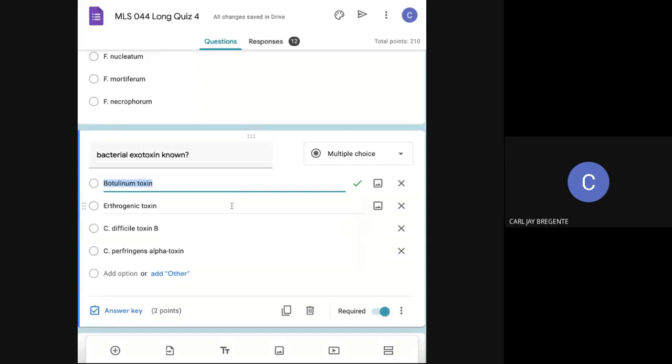Erythrogenic toxin is a bacterial exotoxin as well, but it is not potent. Clostridium difficile toxin B is an exotoxin produced by C. diff, but it is not that potent compared to the other bacterial exotoxins.